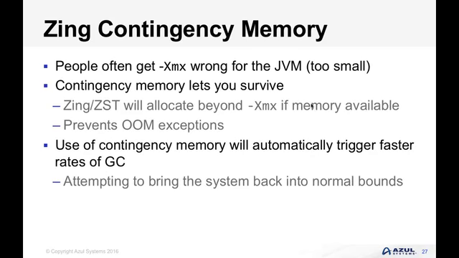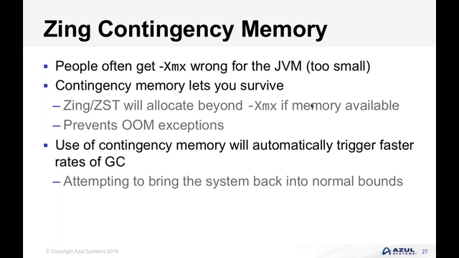Talk a little bit more about contingency memory. So contingency memory is an area of memory that we basically set aside as a contingency. So that if something happens which is outside of the normal, we've got some memory set aside that we can use if we need to. And what you find is that when people determine the size of the heap that they want to use with a particular application, quite often they don't necessarily get it right first time. And they might get that wrong by making it too small.